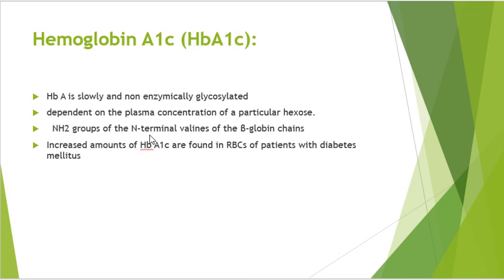Next is hemoglobin A1c, or glycosylated, glycated hemoglobin. Hemoglobin A is slowly and non-enzymatically glycosylated. The extent of glycosylation depends on the plasma concentration of the particular hexose. Hemoglobin A1c has a glucose residue attached predominantly to the amino group of the N-terminal valine of the beta globin chains. Increased amounts of hemoglobin A1c are found in RBCs of patients with diabetes mellitus.